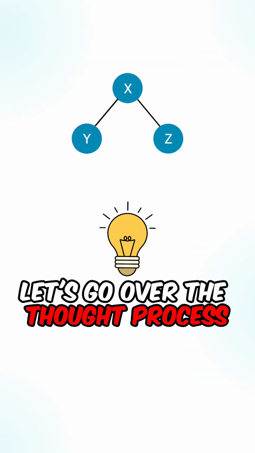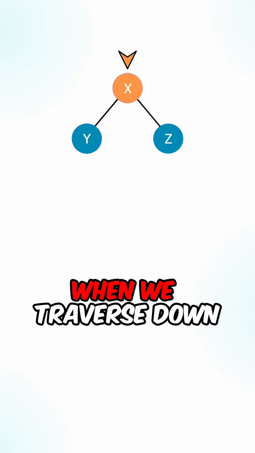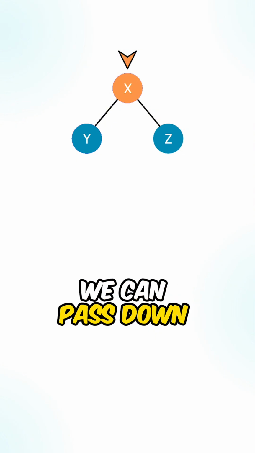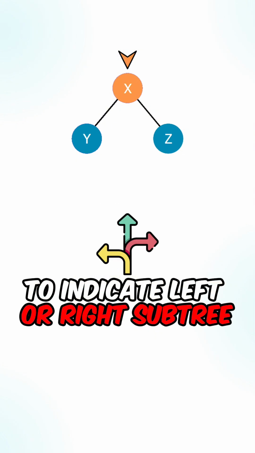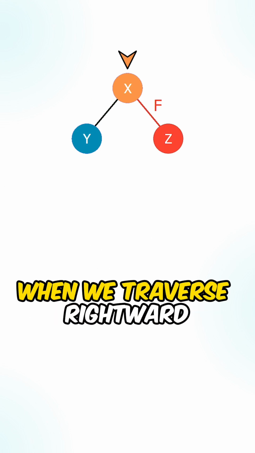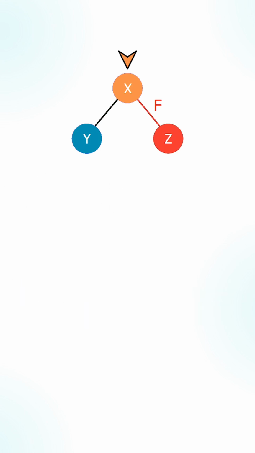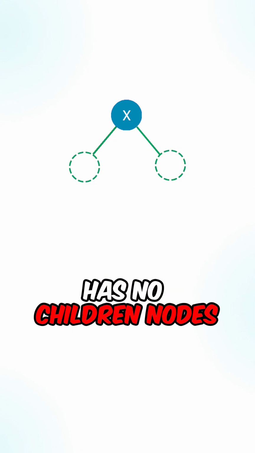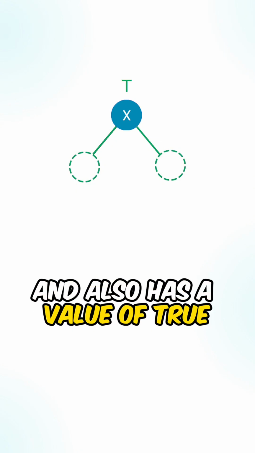Let's go over the thought process for each of the nodes inside the tree. When we traverse down to the subtrees, we can pass down a Boolean value to indicate left or right subtree. When we traverse leftward, we can pass down true. When we traverse rightward, we can pass down false. Now, if the current node has no children nodes and also has a value of true, then it's a left leaf.